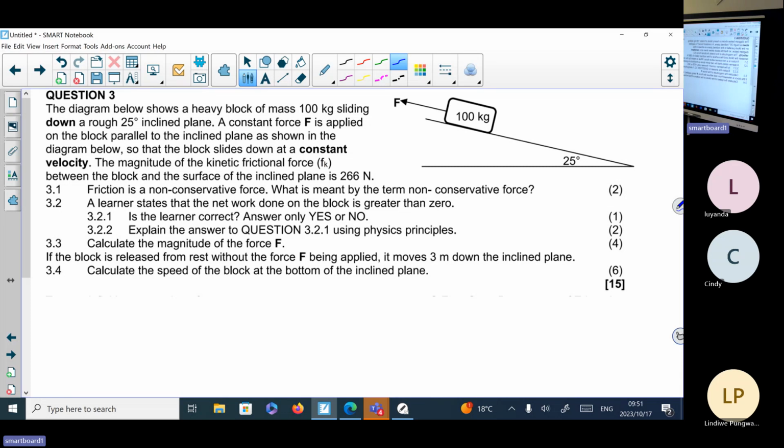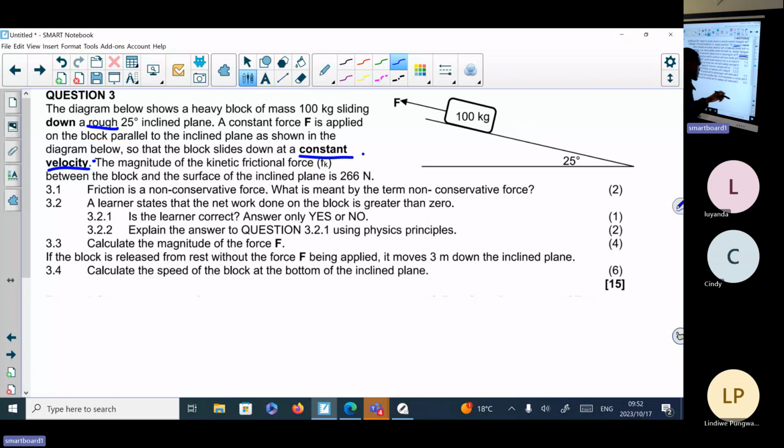A heavy block of mass 100 kg sliding down, excuse me, a rough 25-degree inclined plane. Notice that it's a rough inclined plane. So we are noticing that, and then the block is sliding down. A constant force F is applied on the block parallel to the incline as shown in the diagram so that the block slides down at a constant velocity. Slides down at a constant velocity.